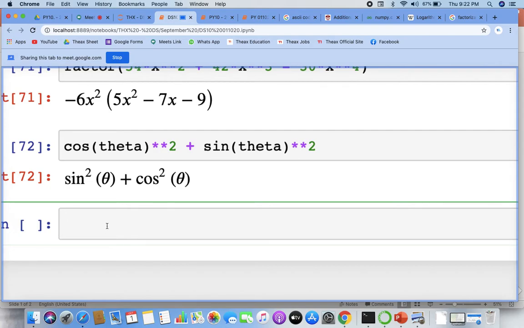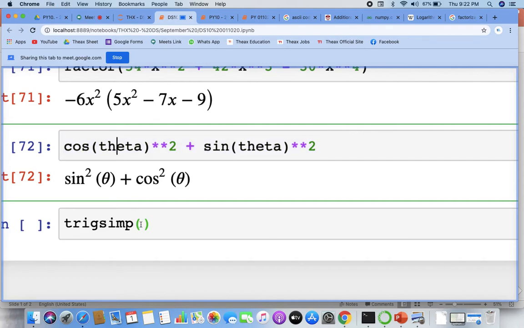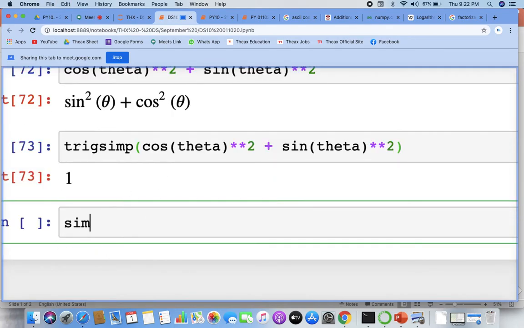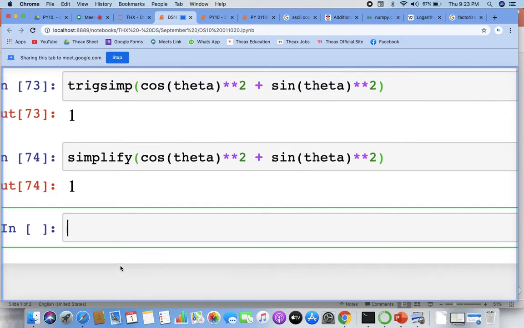Alright, so there are two functions. One is called simplify, and the next is called trigsimp. What is trigsimp? Trigonometric simplification. Simplify lets you easily simplify the equation, and trigsimp does exactly trigonometric simplification. Now we can say trigsimp of, I'm not going to write it again, copy it, paste it, run this, and we get the equation. And you can easily use simplify of this to get the answer. That is also 1.